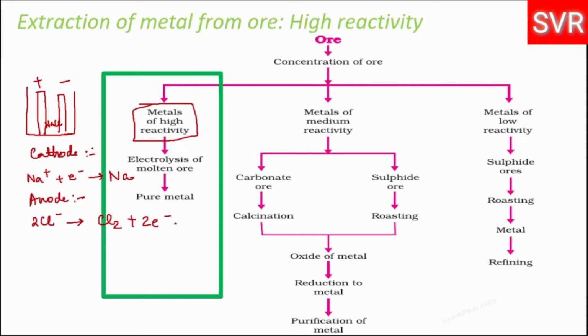Like normally in the previous cases, for medium reactivity and so on, we used carbon as a reducing agent. But when we are talking about metals which are very reactive, carbon doesn't act as a reducing agent because these metals have more affinity towards oxygen. Therefore, in order to reduce these metals, we make use of the process of electrolysis.